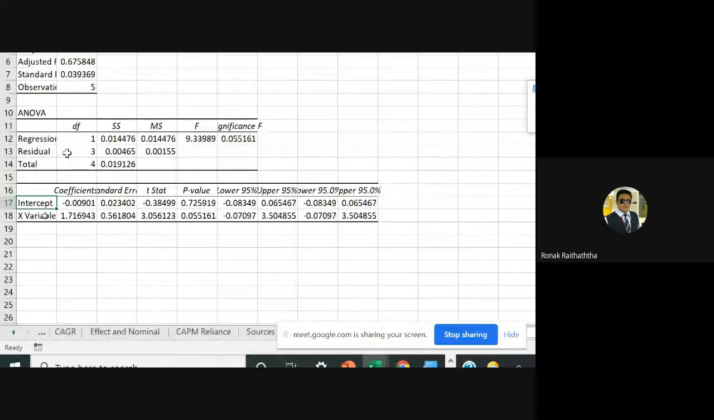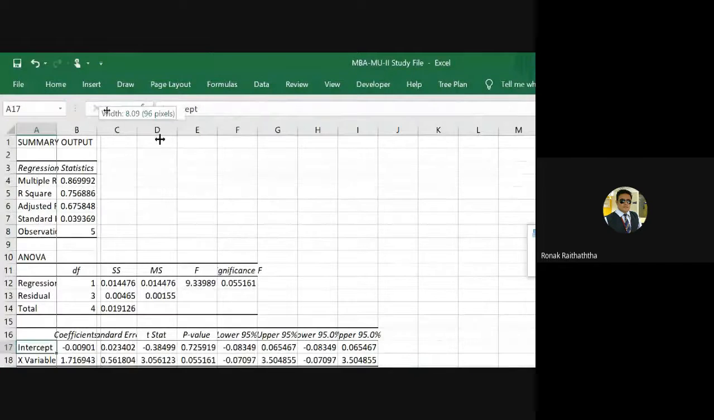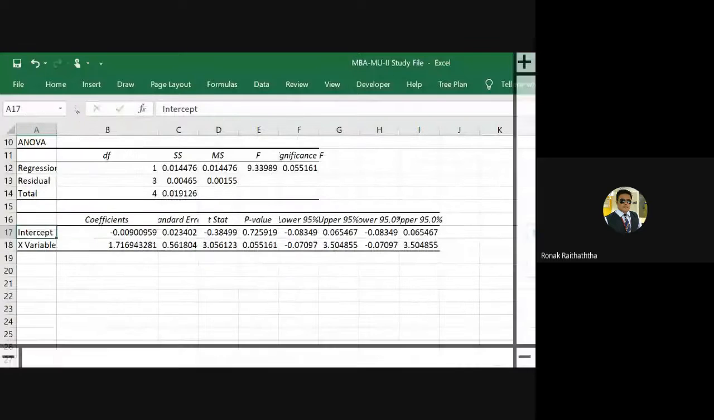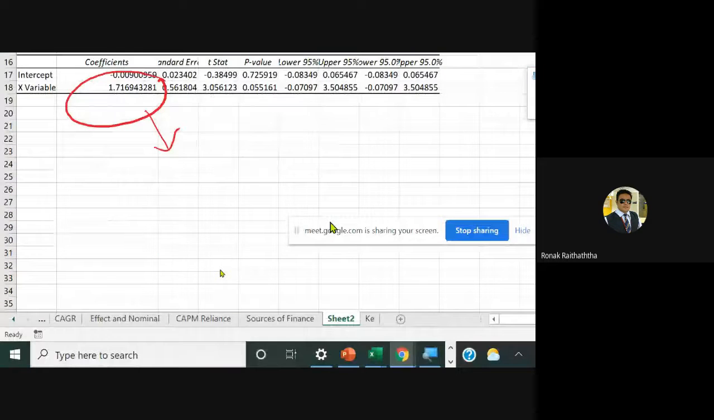And here you have got a coefficient. Please check it. In the regression analysis, 1.7169. So that is the regression coefficient. That was also given by the slope function, no? So sir, if slope function is giving the same result, then why we are doing it? But this is just for your knowledge and understanding purpose.